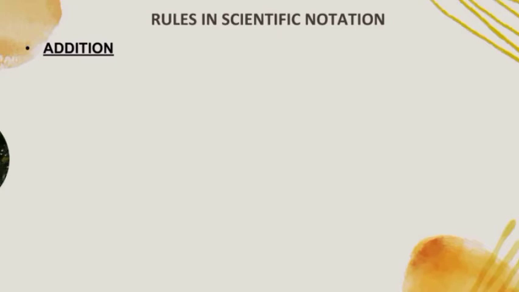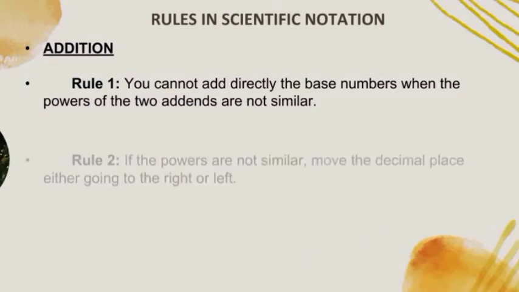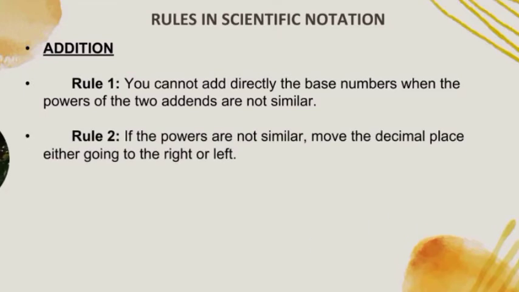So there are rules in scientific notation, but we'll begin first with addition. Rule 1, you cannot add directly the base numbers when the powers of the two addends are not similar. So we cannot add directly if their exponents are not the same. Rule 2, if the powers are not similar, move the decimal place either to the right or left. Upon moving, the exponent will change depending on how many decimal places we moved.